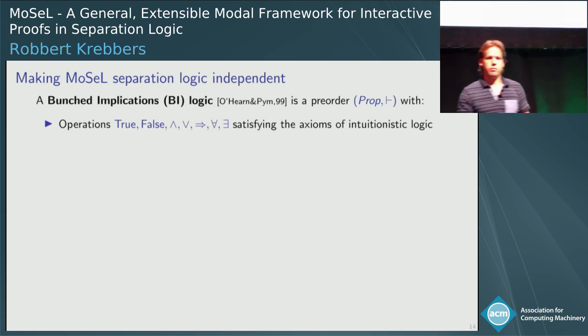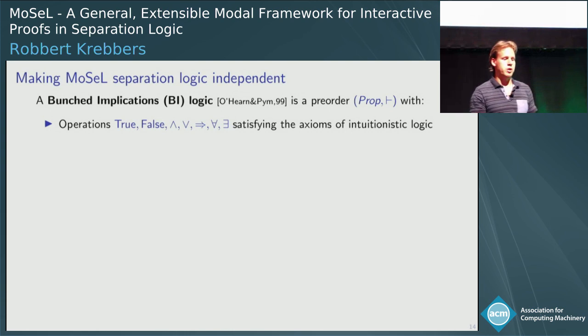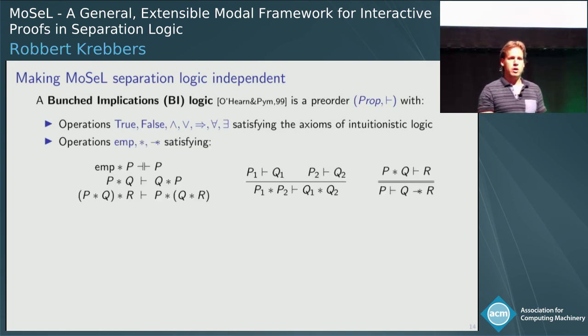So let's go to the first step. We somehow want to make all of these tactics of Iris Proof Mode into MoSeL tactics. So what we want to do there is make them logic independent. And for that, we need to have some kind of an abstraction of separation logic. Such an abstraction, fortunately, already exists for 20 years, and it's called bunched implications logic. So what is that? It is some abstract type of propositions with all of the operators of intuitionistic logic and the separating conjunction star together with its identity emp and its adjoint wand, satisfying the axioms that you would expect.